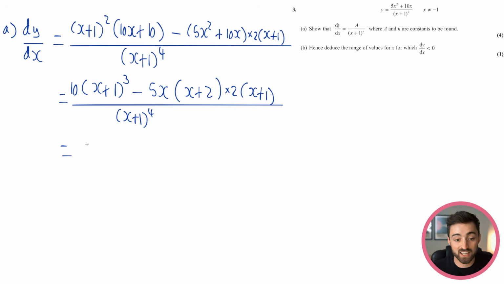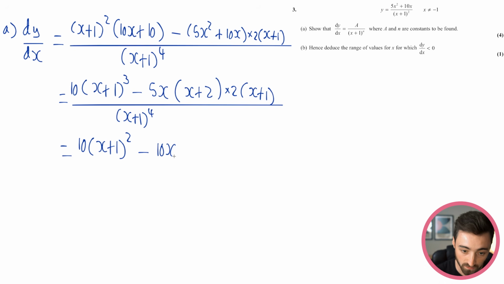Looks like I can cancel an x plus 1, right? Because there is 1 in every term. I'm going to do that. I'm going to get 10 times x plus 1 squared. And then what am I going to be left with here? This is gone. And then let's just times this 2 by this 5x quickly. So I'm going to get 10x times by x plus 2.